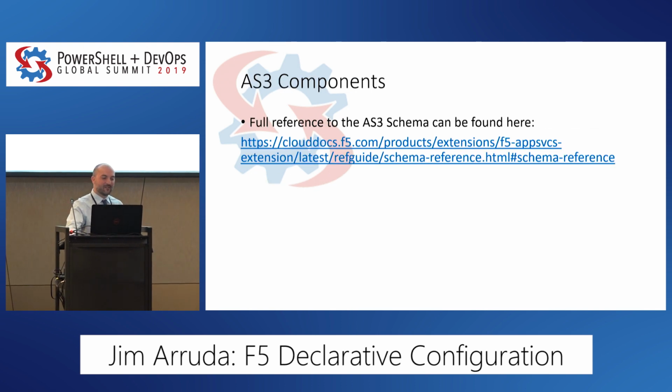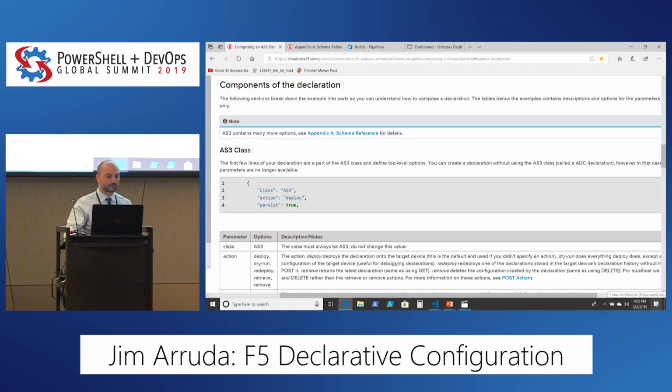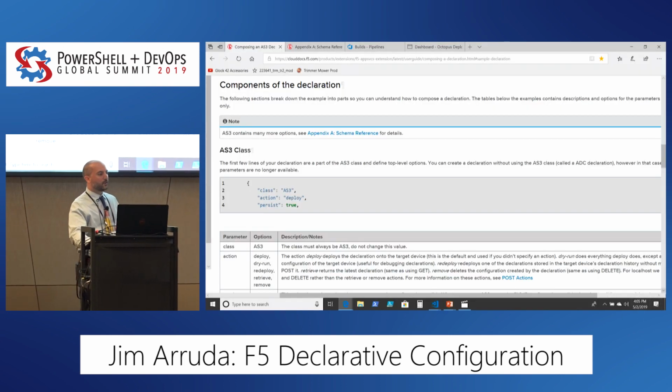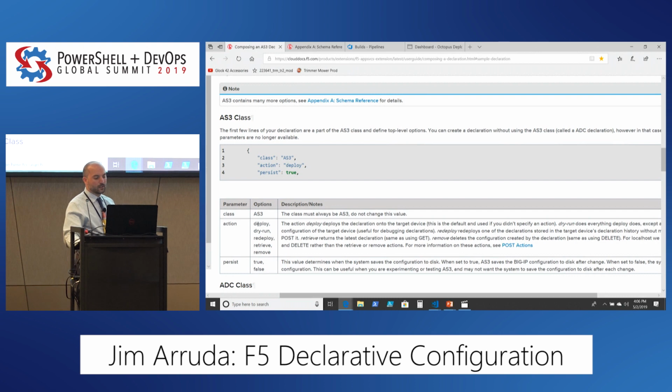Okay, moving on. So here are some components. The components of the declaration are a few simple things. We have the AS3 class. Everyone can see this okay? In your JSON, it's just a few fields you define. So you define the AS3 class, and there's an action item here. Listed here are a few things you can define with action.